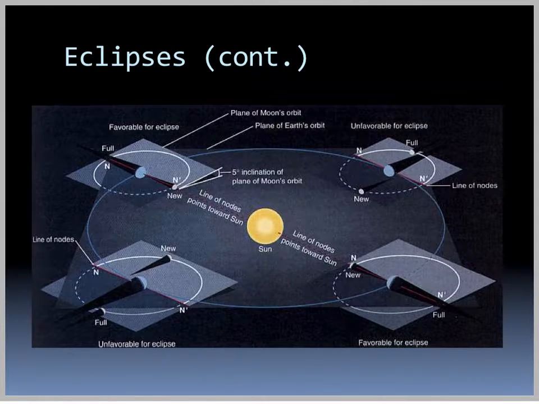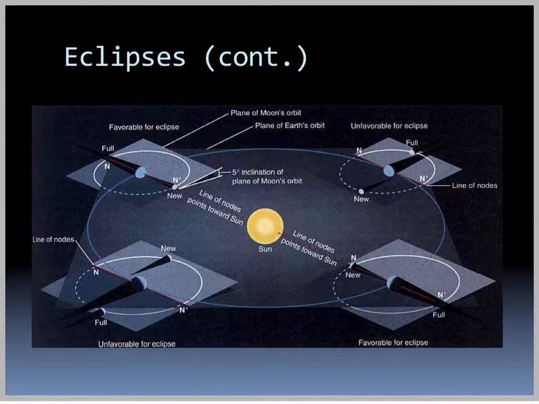This figure shows us why we sometimes have eclipses and sometimes not. The Moon's orbit is tilted at 5 degrees with respect to the Earth's orbit around the Sun. So at this point in time, the Moon is below the Earth, and so the shadow of the Moon during a new moon goes below the Earth. Or the shadow of the Earth goes underneath the Moon, so you don't get a lunar eclipse. And the same thing happens over here.